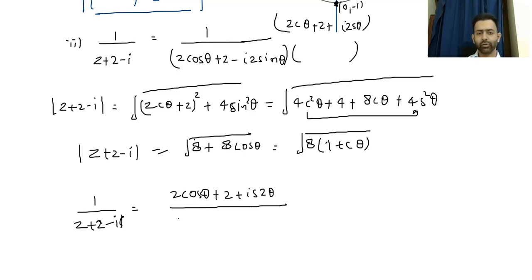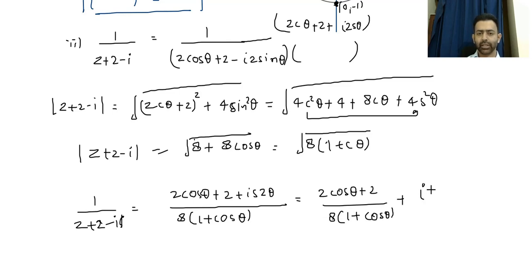So the square of the magnitude will be 8 times 1 plus cos theta, removing this square root sign, right? Now just take out the real part, which is 2 cos theta plus 2 over 8 times 1 plus cos theta, and the imaginary part is i times sine 2 theta divided by 8 multiplied by 1 plus cos theta, right?